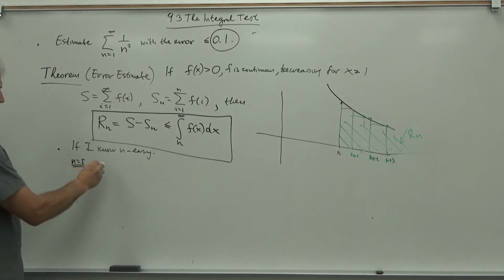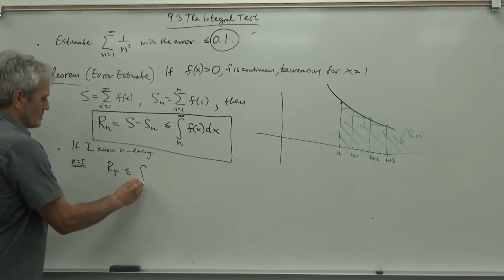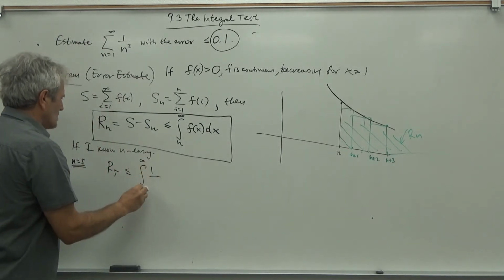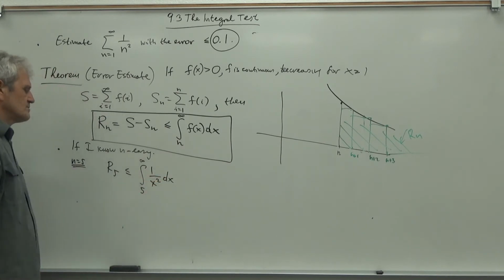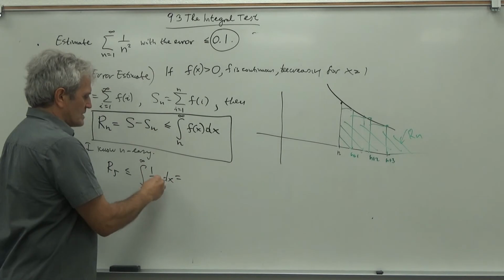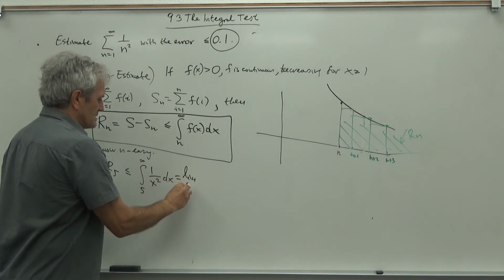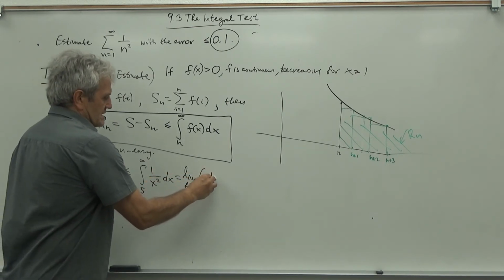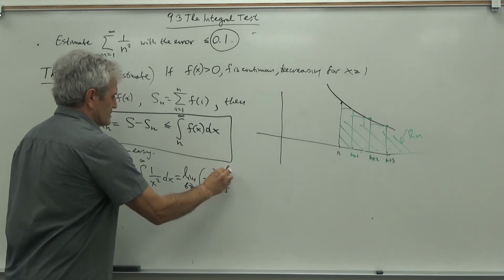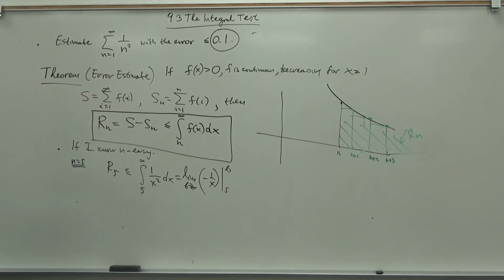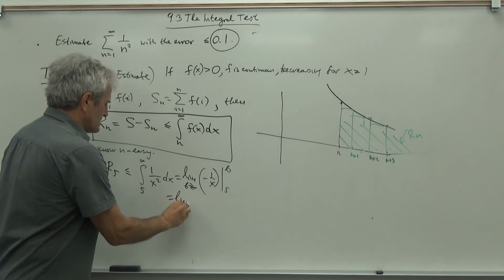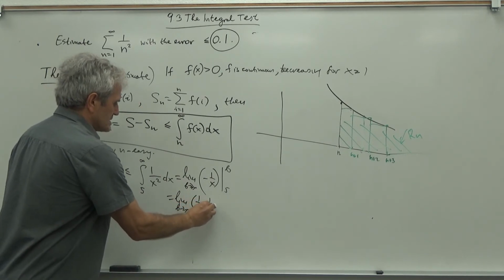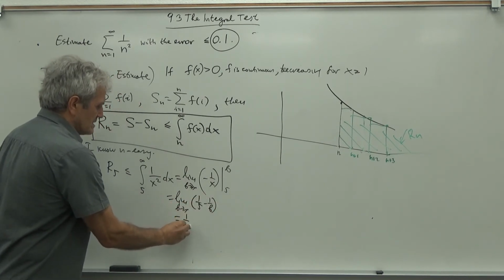So what do I do then? R5 is less than or equal to the integral from 5 to infinity of 1 over x squared dx. The integral of 1 over x squared is negative 1 over x, with limits 5 to b. Let's skip one step. That would be the limit when b goes to infinity of 1/5 minus 1 over b. 1 over infinity is 0. So it's 1/5.